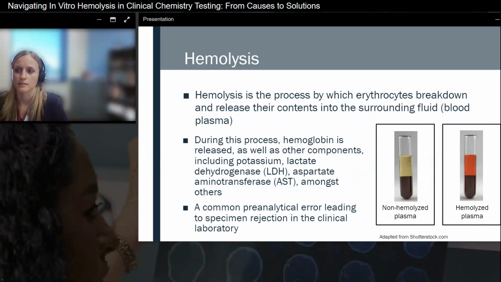Hemolysis is the process by which membranes of red blood cells are ruptured, thereby releasing their contents into the surrounding fluid. When the red blood cells rupture, hemoglobin is released into the surrounding plasma, as well as other components that are contained in the red blood cell, such as analytes, including potassium and lactate dehydrogenase. As mentioned previously, hemolysis is a relatively common pre-analytical error that leads to specimen rejection in the clinical laboratory.